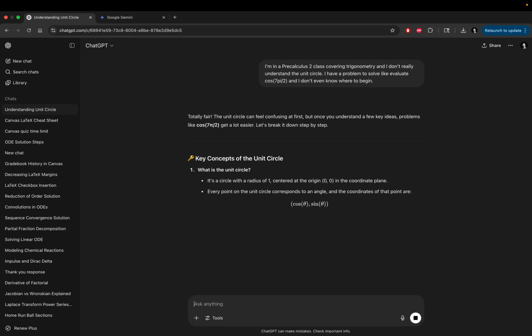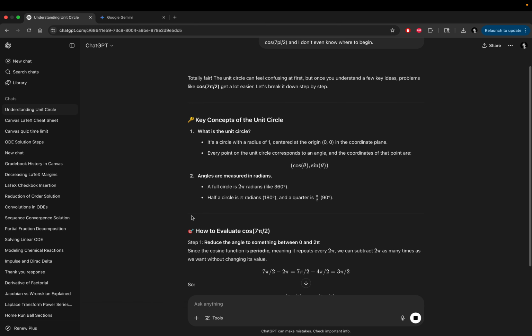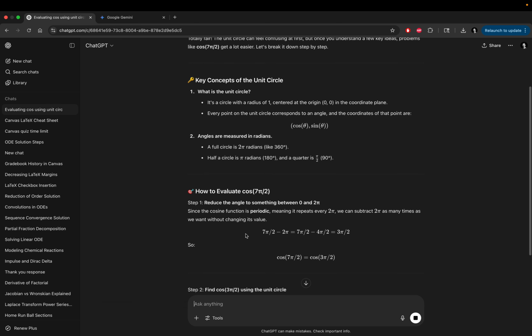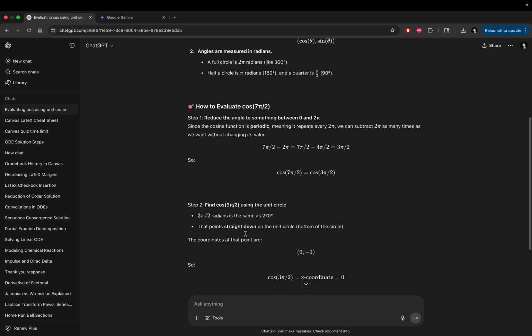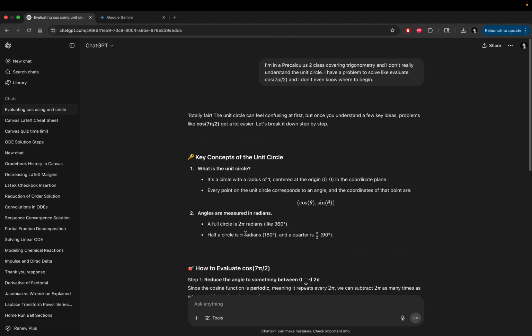Okay, it's totally fair. The unit circle can be confusing. What is the unit circle? A circle is 2 pi radians, like 360 degrees. So what you can see here is it's going to give you some explanations, and maybe you're not entirely sure. Maybe you read something here that triggered something, like: I don't get why there's 2 pi radians in 360 degrees. Is this something I just need to memorize?